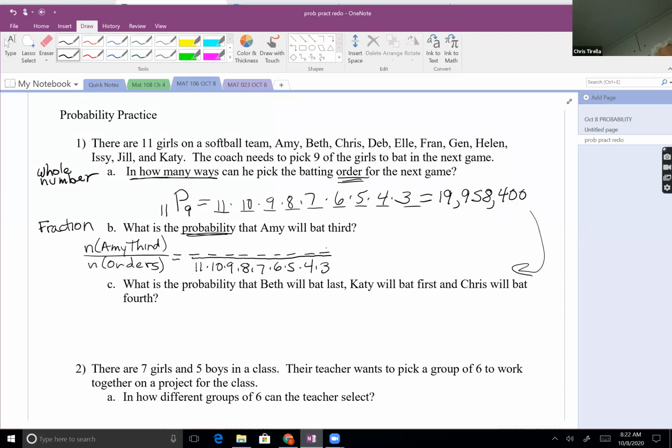And what we're concerned with is we want Amy to be third. So I'm going to go over to this third spot. How many Amys are there? One. So there's one person available for that third spot. And the other spots, I don't care. And so after Amy's used up, doesn't that leave me with 10, then 9, then 8, then 7, then 6, then 5, then 4, then 3? Does that make sense?